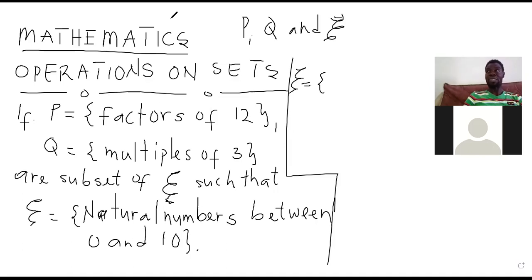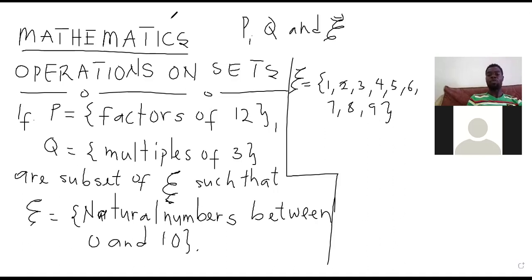You know the natural numbers are the counting numbers. So 1, 2, 3, 4, 5, 6, 7, 8, 9. Those are the natural numbers between 0 and 10. Okay, good. P and Q are subsets of the universal set.